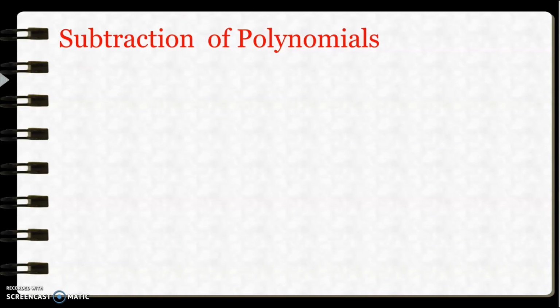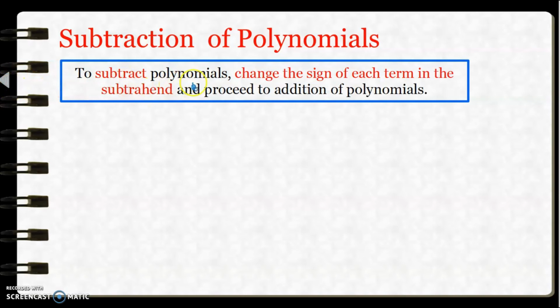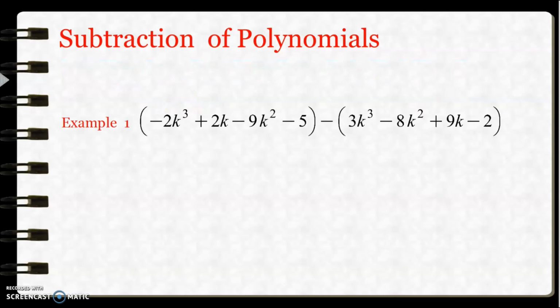So let's proceed to subtraction. So in subtraction, tingnan natin yung rule. The rule says, to subtract two polynomials, we change the sign of the subtrahend. Change the sign of the subtrahend. And proceed to addition of polynomials. So, parehas lang din siya ng rules of subtraction of integers, no? So, I suggest, once you identify the subtrahend, you automatically change the sign of each term as you rewrite the given polynomials. Okay? So, let's get started for this.